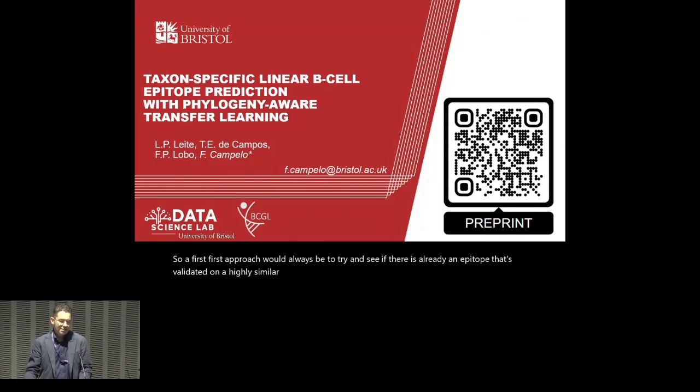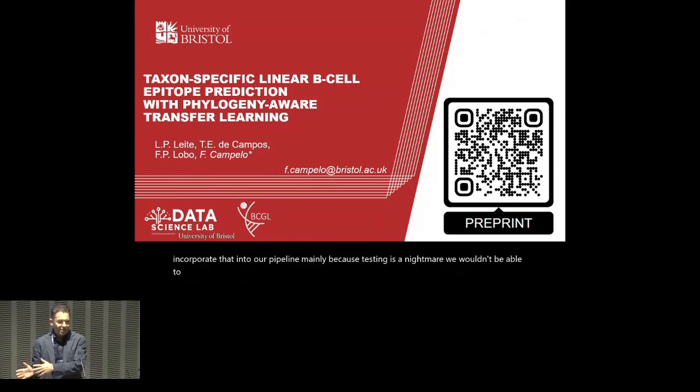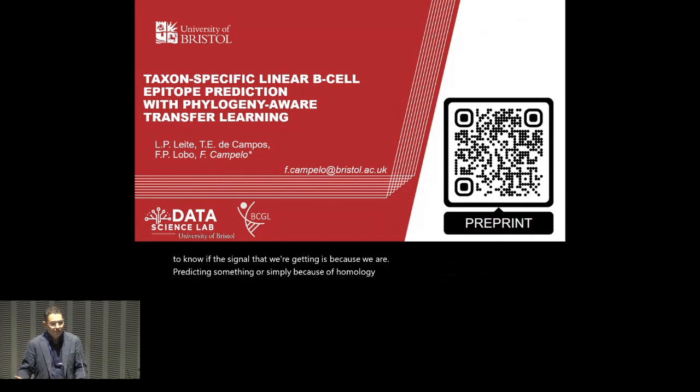So incorporating that into the pipeline would increase the predictive signal, but testing that without data leakage is complicated, testing for the performance of the models as well. I do see value there, but we did not incorporate that into our pipeline, mainly because testing is a nightmare. We wouldn't be able to know if the signal that we're getting is because we are actually predicting something or simply because of homology-driven leakage.